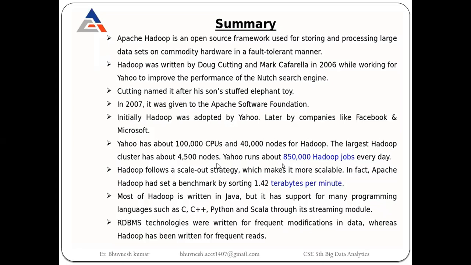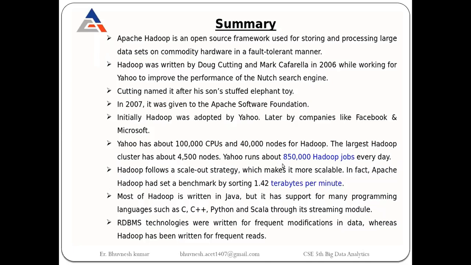The largest Hadoop cluster has about 4,500 nodes, and Hadoop is installed on 4,500 nodes. Yahoo runs about 8 lakh 50,000 Hadoop jobs every day. So Hadoop is in demand, and that is why there are many jobs in Hadoop.